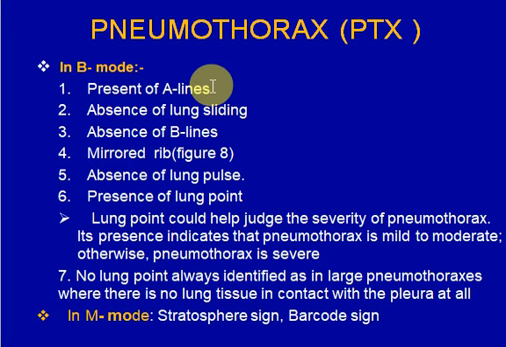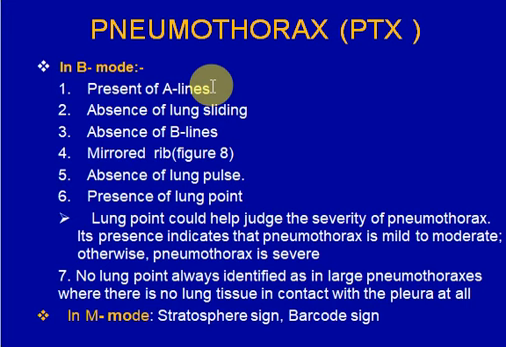What is meant by lung point? It is the point between the area of the pneumothorax and the aerated, normal lung. If it is present in the scan, it means that this is a mild to moderate pneumothorax. A large or severe pneumothorax is with no lung sliding.